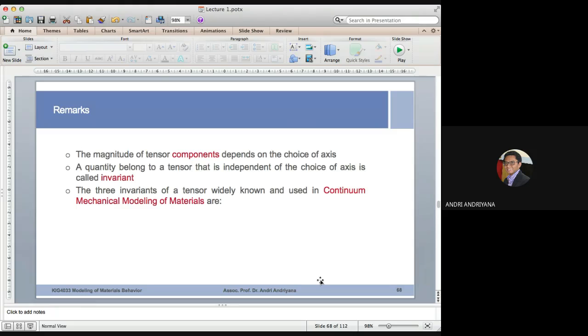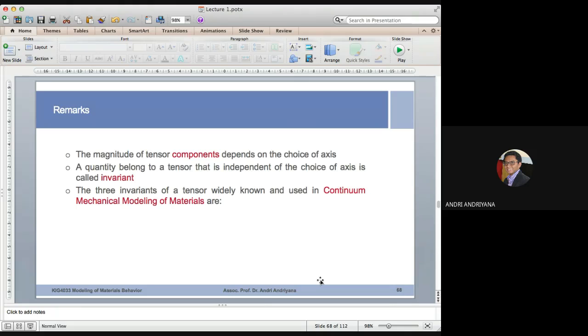the magnitude of tensor components depends on the choice of axis. Exactly similar, you can compare it with vectors. And then similarly like vectors, there will be a quantity belonging to a tensor which will not be dependent on the choice of axis, or it will be independent of the choice of axis. And this quantity is also called an invariant. For a vector, an example of an invariant is length, as I have mentioned.